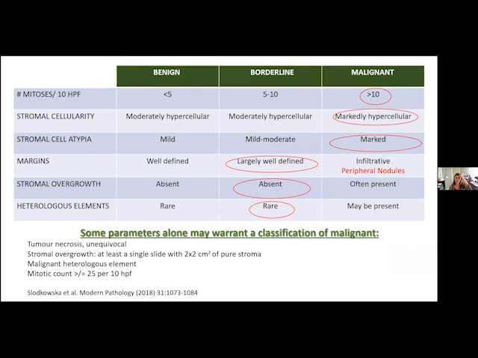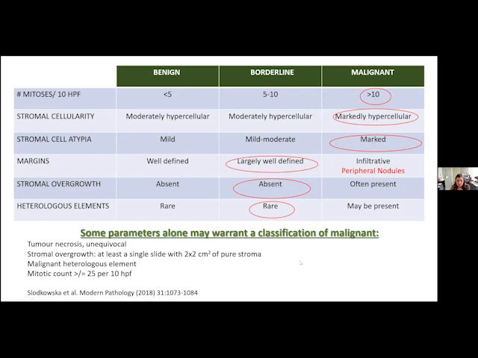I was having difficulty grading this Phyllodes, so I sent it to Dr. Mulligan, who kindly looked at it for me, because it had features of both borderline and malignant. It was largely well defined. There were some peripheral nodules, but it wasn't so infiltrative. There was no stromal overgrowth, just stromal expansion. There were no heterologous elements in this case. The stromal cell atypia and the cellularity at the peak end were actually marked for both. And as we said, the mitoses were quite abundant, much greater than 10 per 10 high power fields.